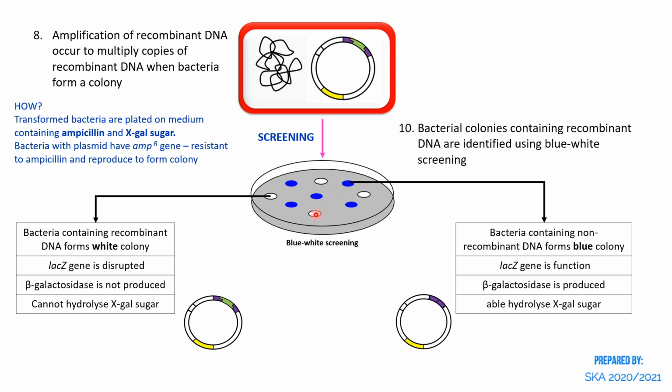From these white colonies and blue colonies, we need the white colonies because these white colonies contain recombinant DNA, which consists of the gene of interest. And as a conclusion, the last point, the recombinant DNA is amplified. Okay, so I think that's all for these steps in gene cloning.